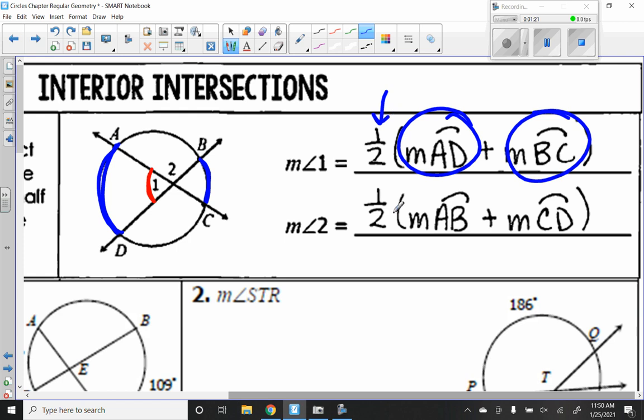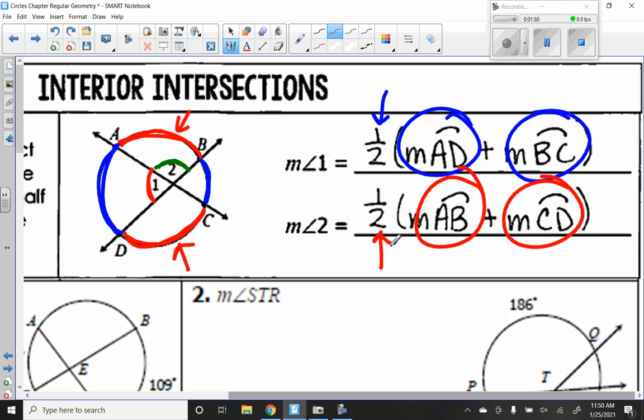Now how would you find angle 2? I'll make that an up or down angle. It's going to go with the up arc and the down arc. So how would you find angle 2? You're going to add arc AB and CD together. That would be this one and this one. And take half, or divide it by 2. And let me show you on these examples.